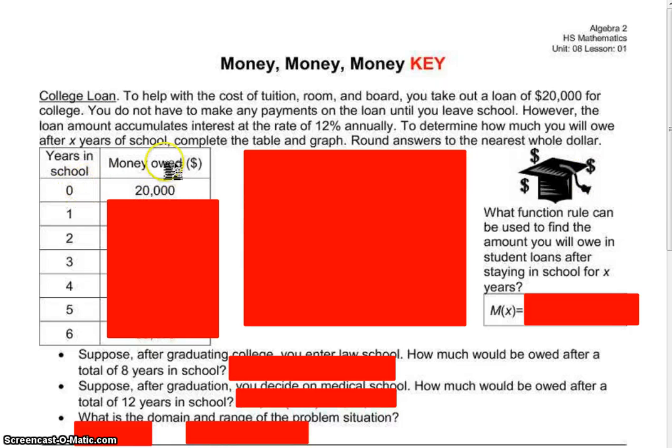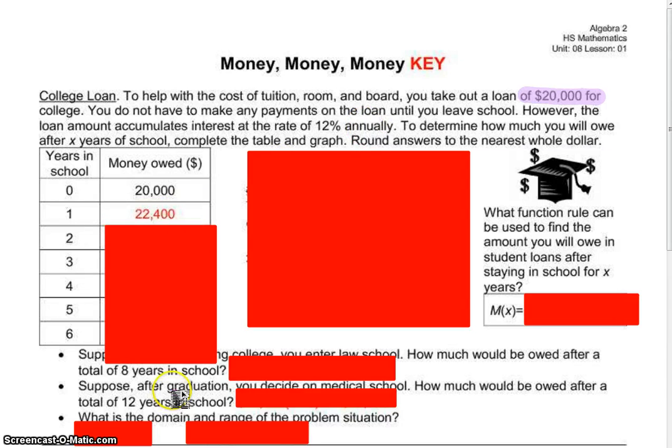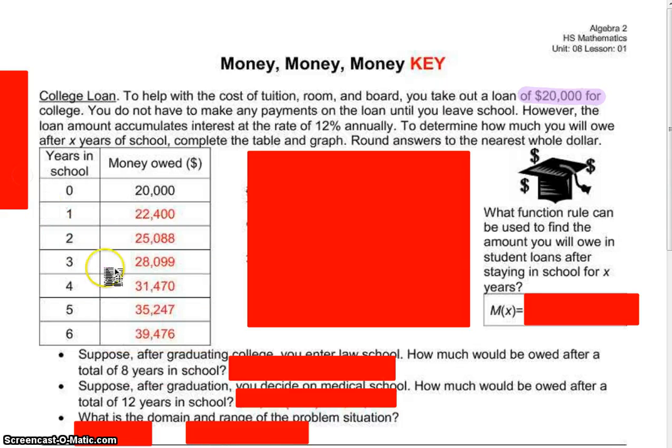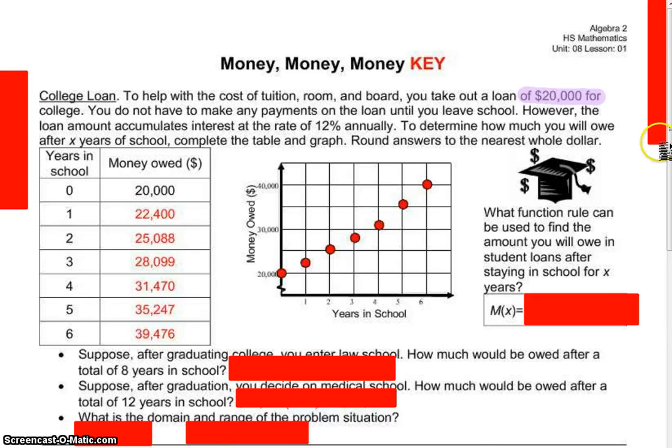So my starting amount, okay, your starting amount is what you borrowed, $20,000. That always goes with 0. So then if it's going to accumulate interest at 12% after 1 year, I owe $22,400. After 2 years, $25,088. 3 years, 4 years, 5 years, and 6 years. Take a minute and fill that in. So then if you were to plot those points, it would look something like this.